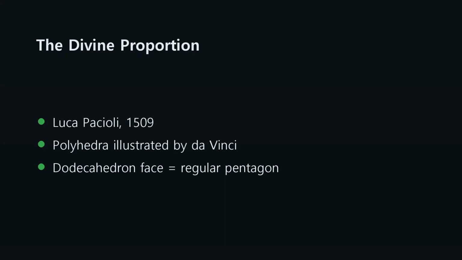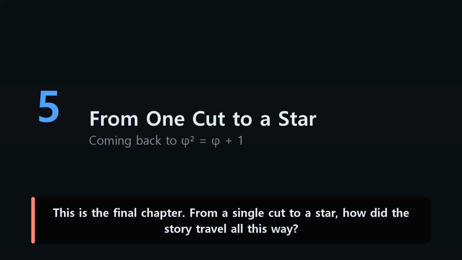Leonardo da Vinci drew the polyhedra for Pacioli to visualize the divine proportion, and their faces were exactly this pentagon. This is the final chapter. From a single cut to a star, how did the story travel all this way?